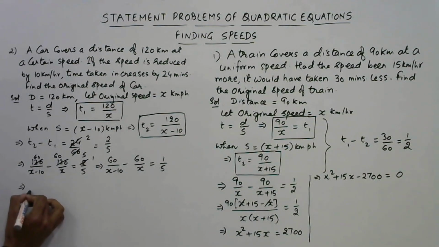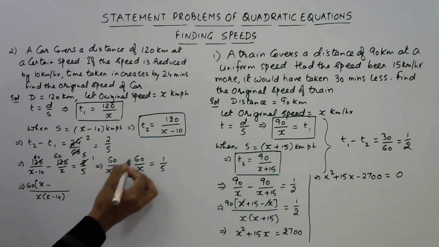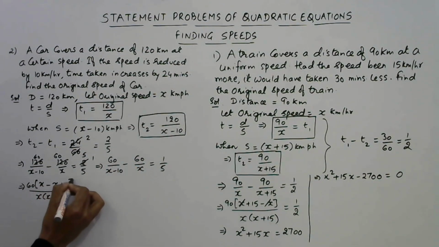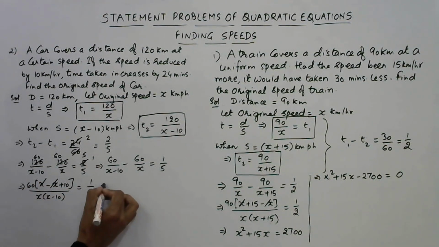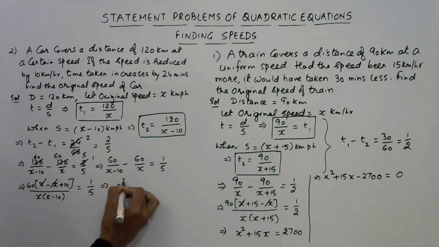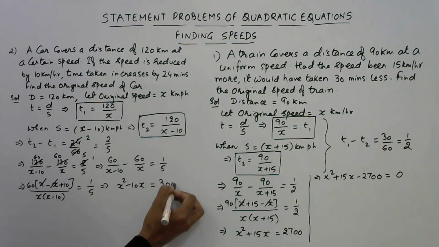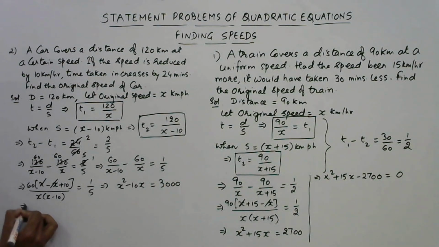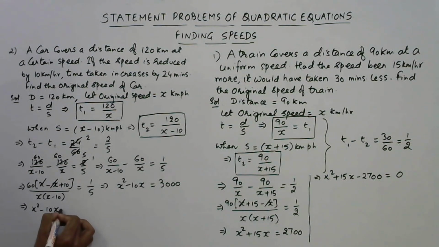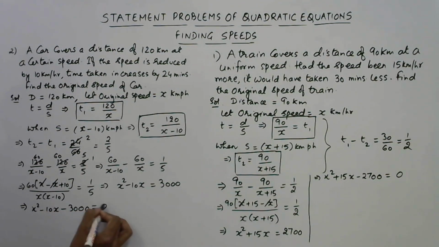Now just take the LCM again, just like here. x and x minus 10 both will come in the denominator, and in the numerator we will have 60 common. So x minus x plus 10 is equal to 1 upon 5. So x gets cancelled, and if you cross multiply this, x square minus 10x will be equal to 5 into 600. So 600 into 5, 3000. And here we have the quadratic equation x square minus 10x minus 3000 equal to 0.